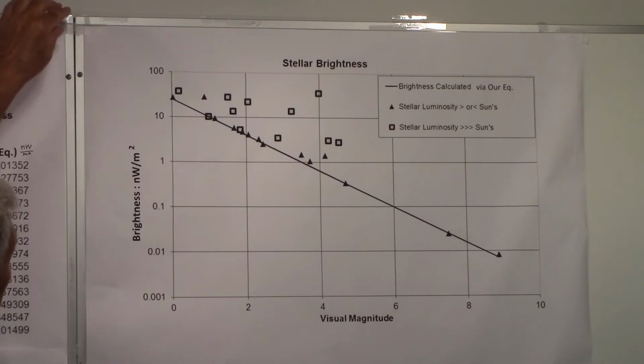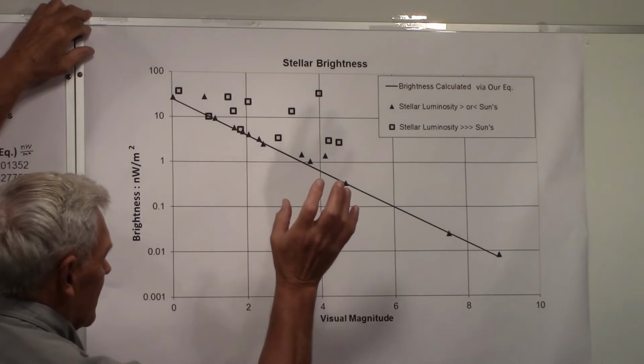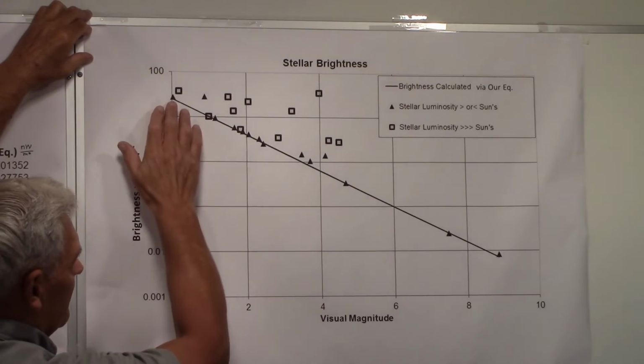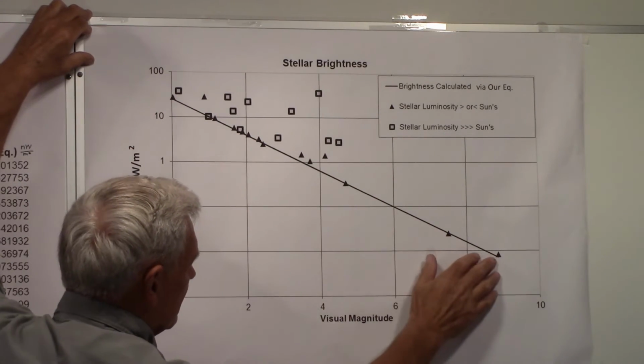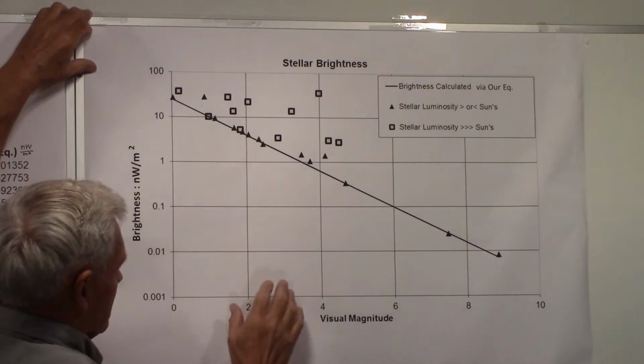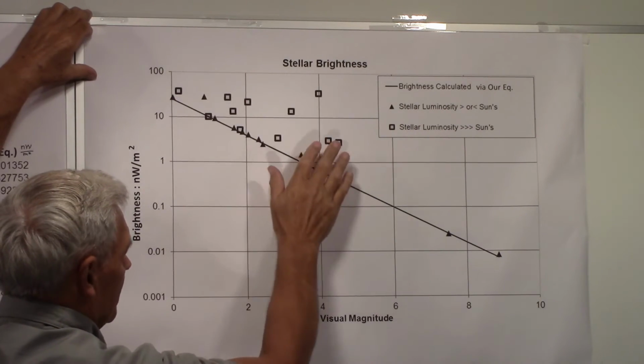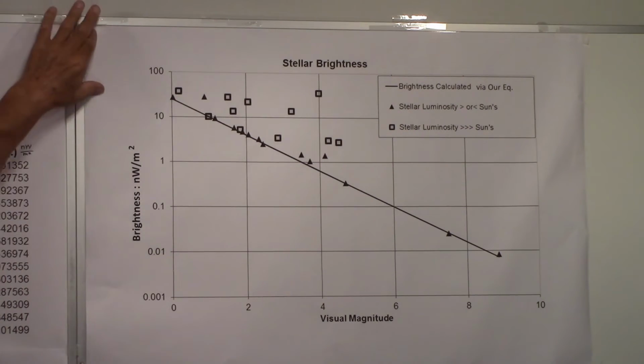So this is a comparison of some actual stars with our equation, and again, for stars with a luminosity not too small or not too great compared to the sun's, we get a pretty good fit. But for stars with much greater luminosity, we don't get such a good fit.